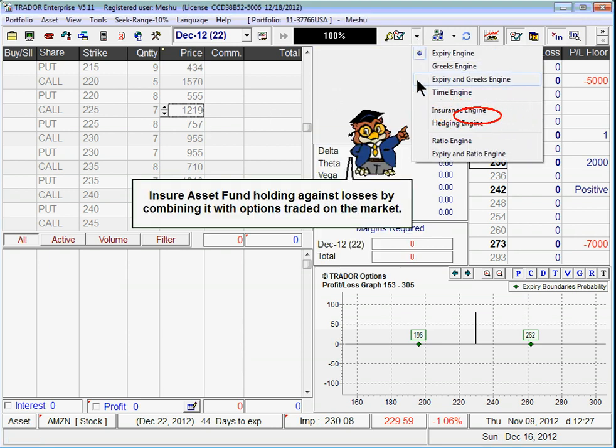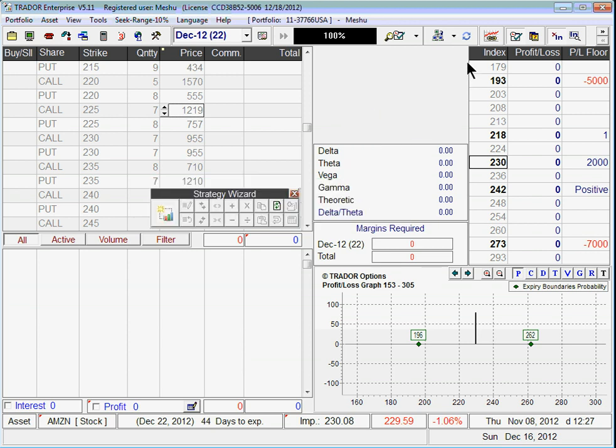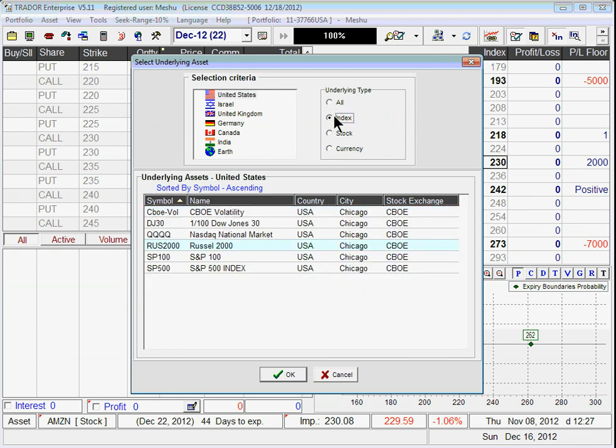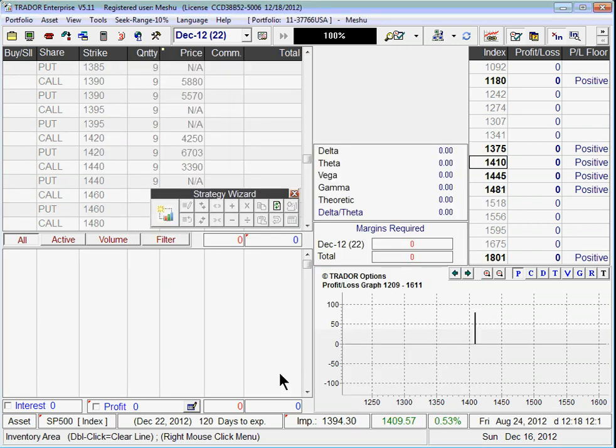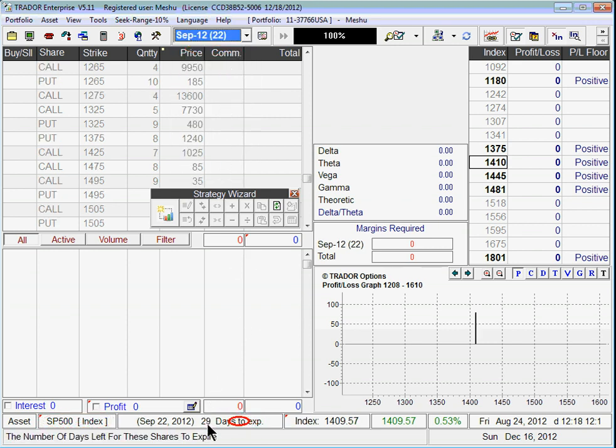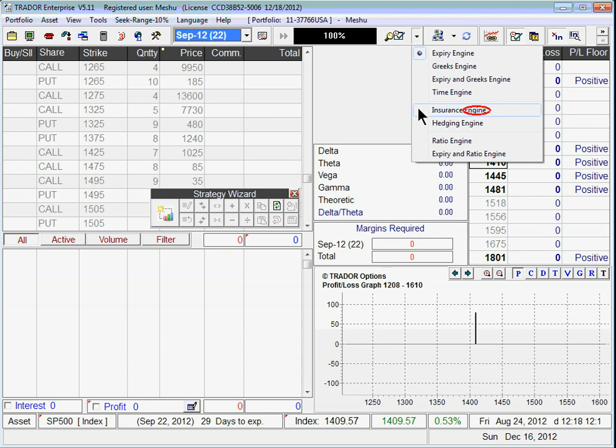The insurance and hedging engines are mainly for trading index and currency assets. The purpose is to ensure the asset fund holding against loss by combining it with options. So I'll change to an index asset like S&P 500. Choose an insurance period of about 30 days. And focus on the insurance engine.